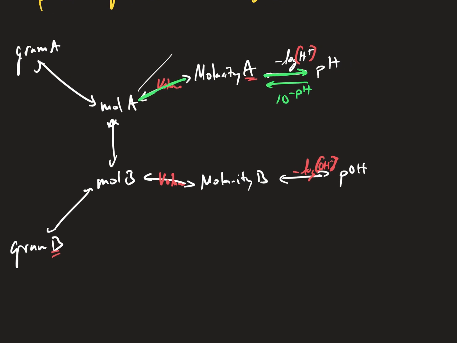And then, of course, we can go from pH to pOH, which is pH plus pOH equals 14, right? Same thing here.